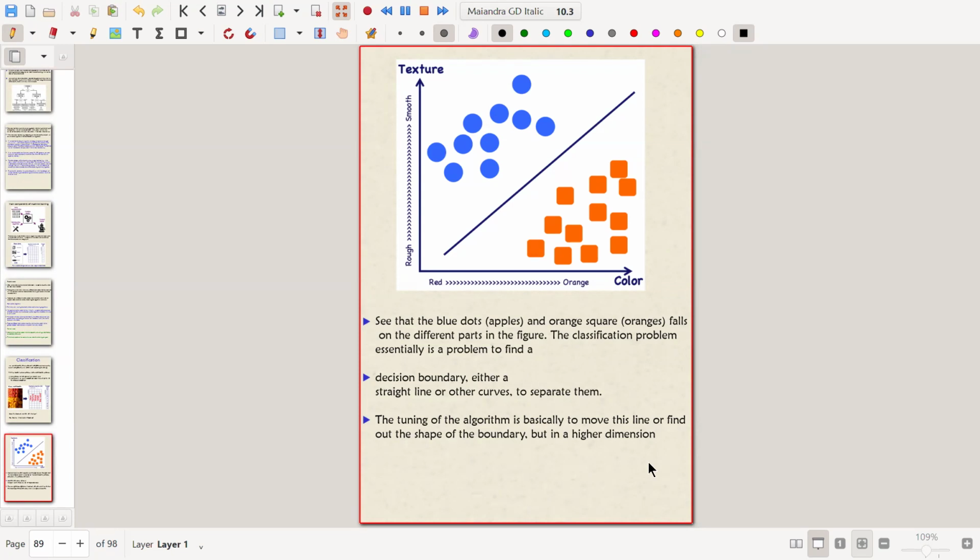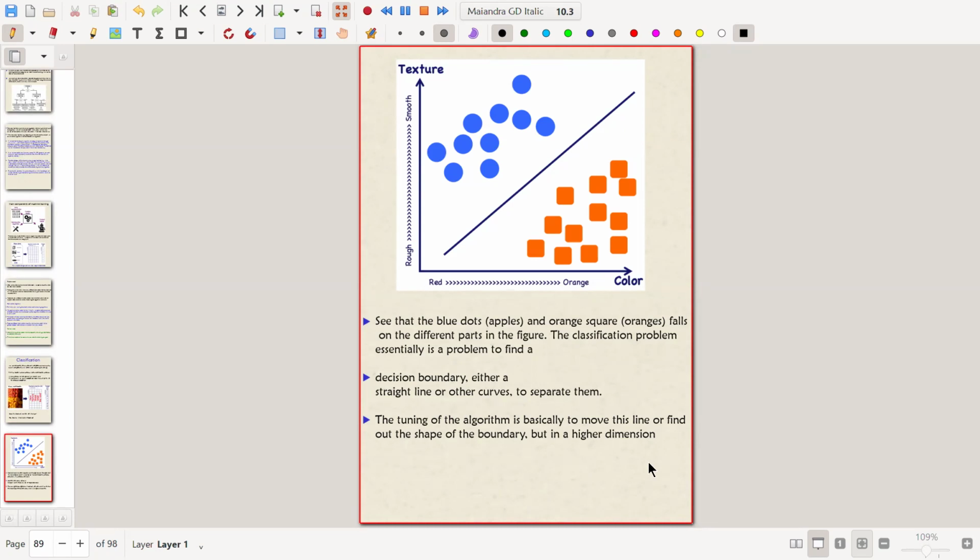So in this plot, I have plotted color on the x-axis and texture on the y-axis. Apples are red, oranges are of orange color. The y-axis is texture, going from rough towards smooth. The blue ones are the apples, and I could have made them red. Then the orange ones are the squares.